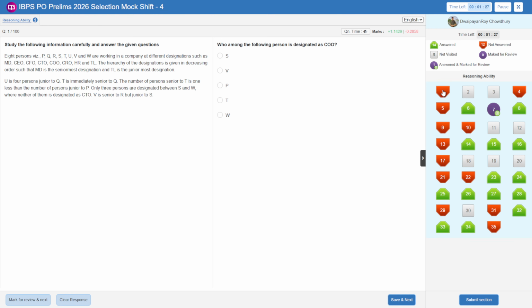So no one, P 1, 2, 1, 2, 3. Now I got S and W, gap of 3. Here not possible. Here is the only possibility, cancels out. Here this and this, W, W, S, and here is W. W, S. Now R, V and S at the very bottom.